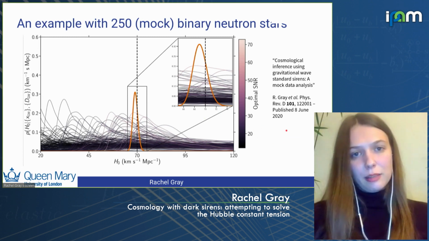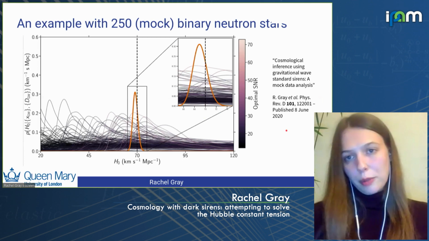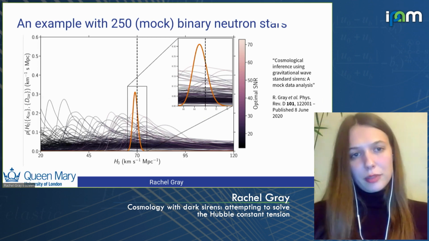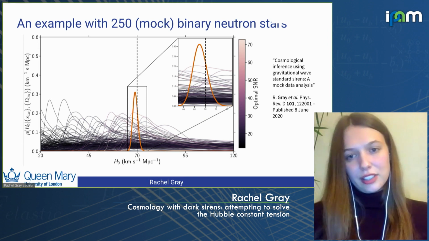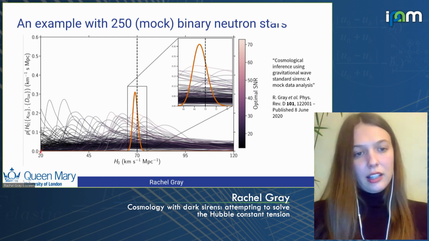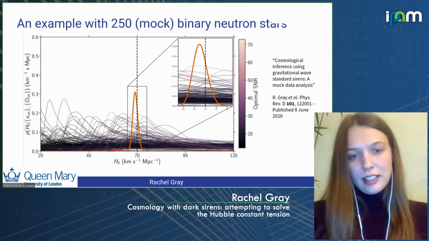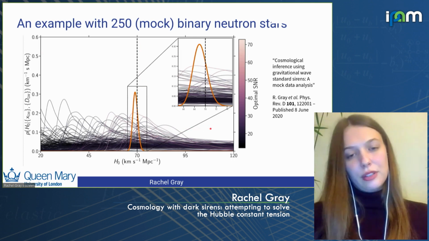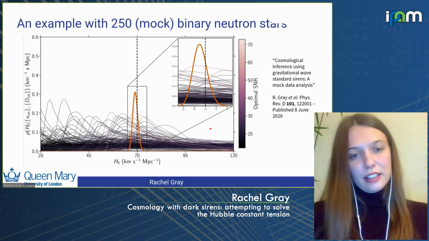So this is an example using 250 mock binary neutron stars that were simulated with an O2, observing run 2, like sensitivity for 2 detectors. Basically what you can see here are the individual event likelihoods with the thin lines, and multiplied together gives you the orange posterior, with the dashed black line being the value of the Hubble constant that was used to generate the data in the first place.